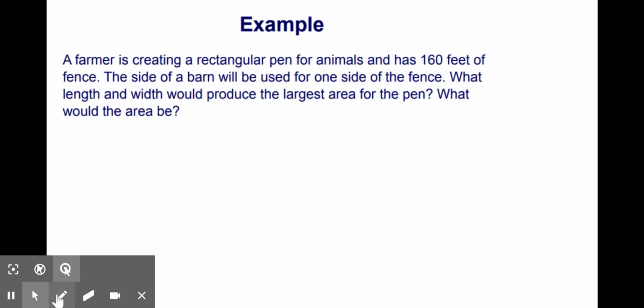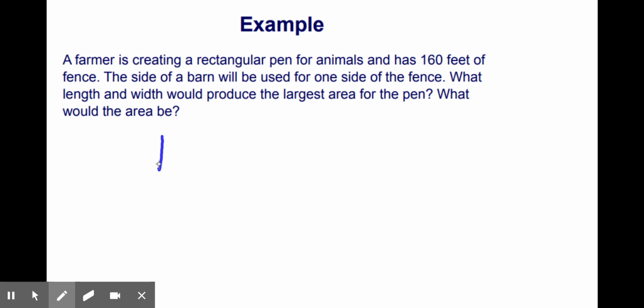Here's our first optimization problem. We have a farmer. He's creating a rectangular pen for his animals. Of course he is. And it has 160 feet of fence. That's what he's got. The side of a barn will be used for one side of the fence. So he doesn't need fencing on that side.